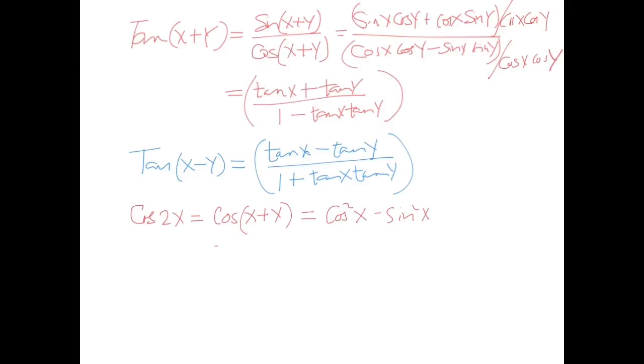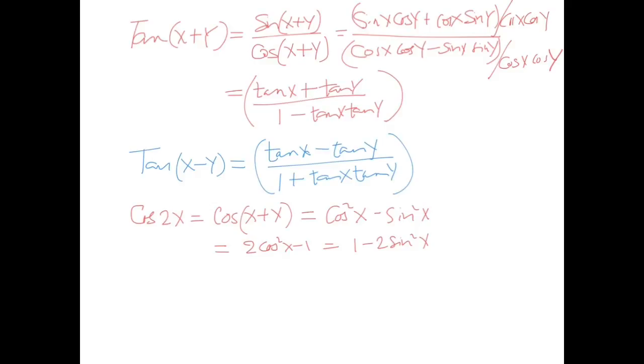For instance, if we substitute sin squared x as 1 minus cos squared x by Pythagoras theorem, we get 2 cos squared x minus 1. Or alternatively, if we substitute cos squared x as 1 minus sin squared x, we get this as 1 minus 2 sin squared x.